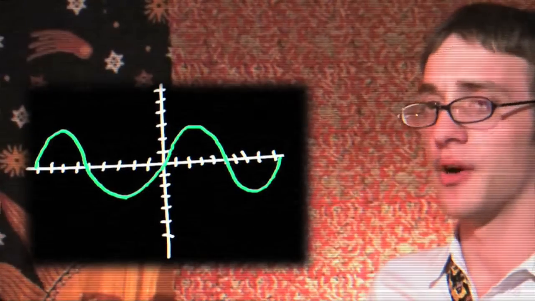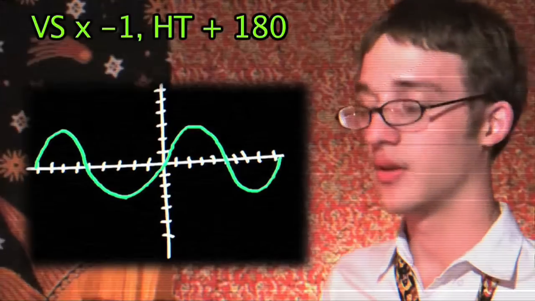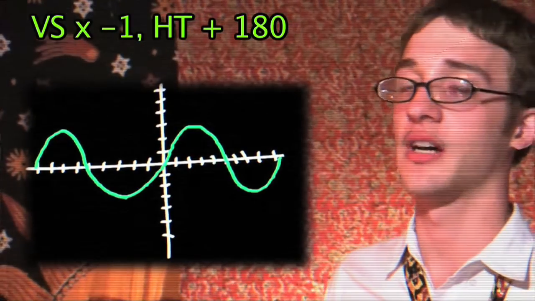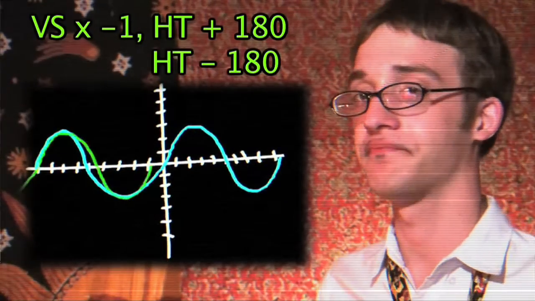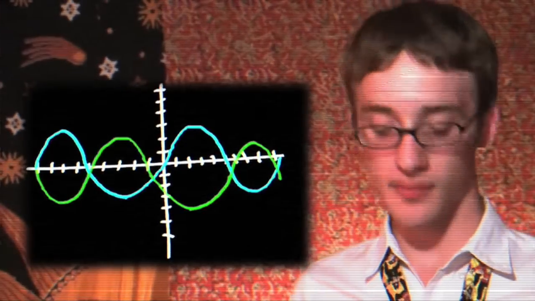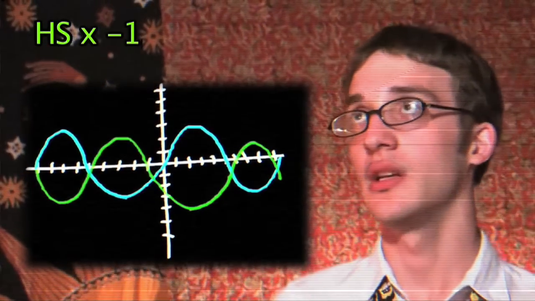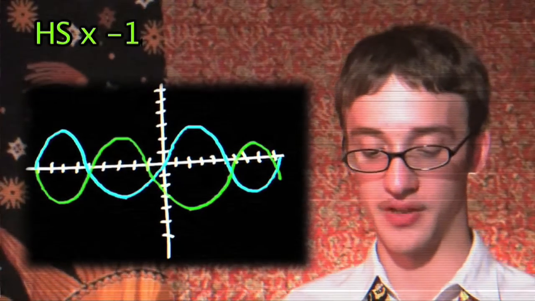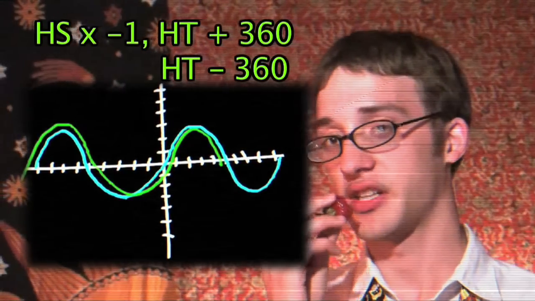Another way we could put the sine wave onto itself is by doing a vertical stretch, which in this case will be a rotation. Do that times 1. And horizontally translate it 180 degrees, positive or negative again. That is very cool. You could reflect the sine wave, which would be a horizontal stretch to -1. And then, what you'd have to do is horizontally translate it again, 360 or negative 360.